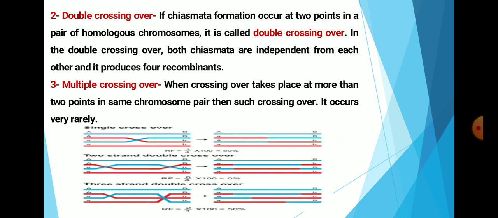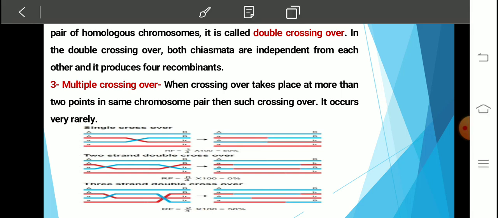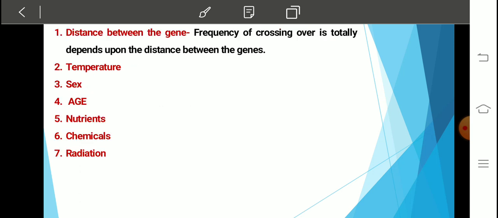And the second type of crossing over is double crossover. If chiasmata are formed at two places, we can see this in the second diagram, here and here. So if chiasmata are present at two points, then this type of crossing over is known as double crossover. Now we will talk about multiple crossover. If chiasmata are present at more than two places, then this type of crossing over is called multiple crossover. It occurs very rarely.